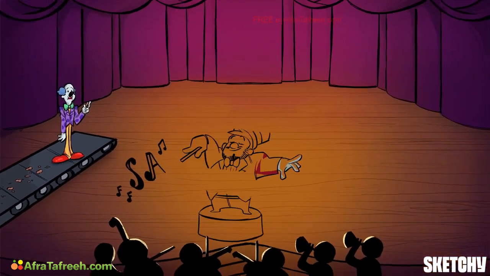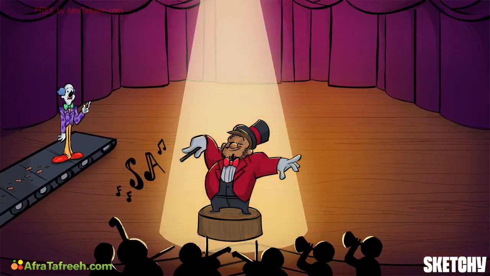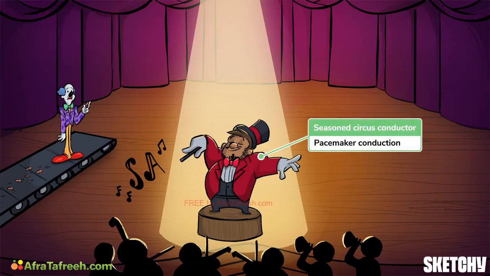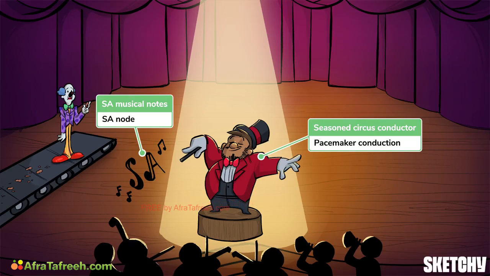The automaticity of phase 4 is pivotal for proper cardiac conduction in the heart. Recall that a group of specialized cells known as the SA node set the pace for cardiac conduction. So we brought back our seasoned conductor here to represent SA nodal pacemaker conduction. The S and A-shaped musical notes are a reminder that in normal physiology, the SA node is responsible for generating the pacemaker potential. Recall that the SA node's rate of firing influences heart rate, and all this hinges on the rate of phase 4 depolarization.